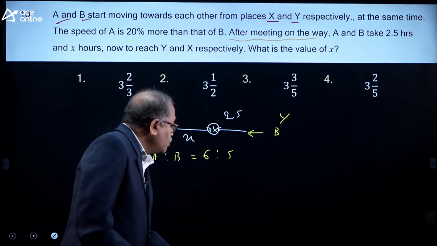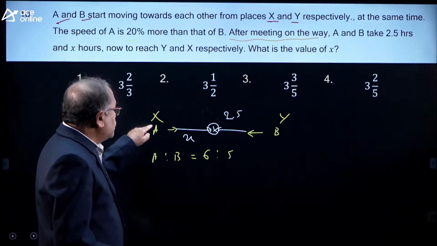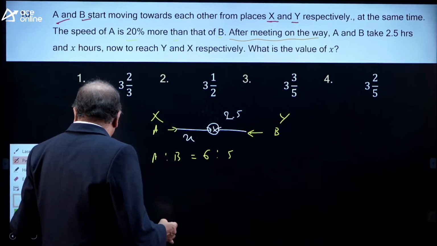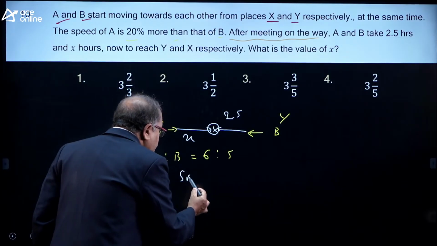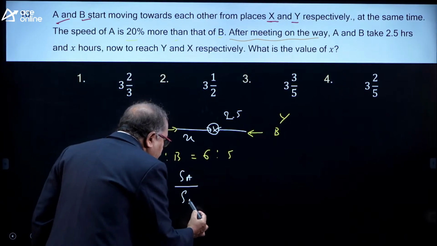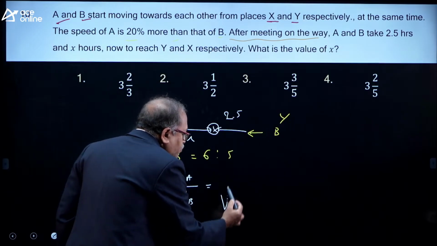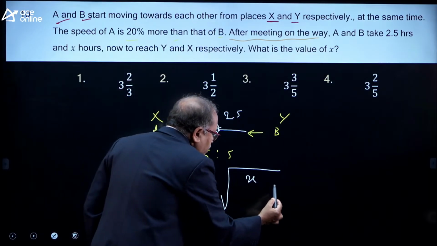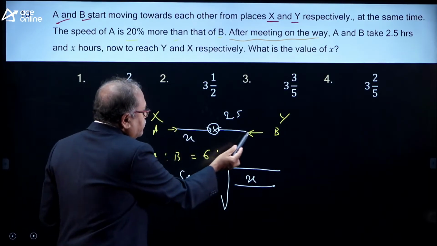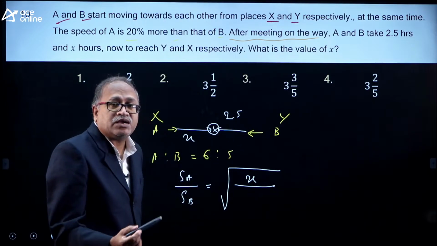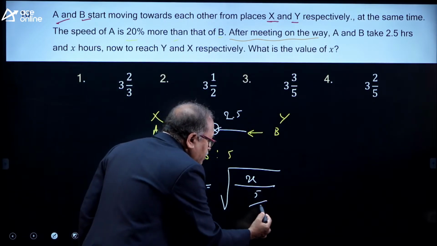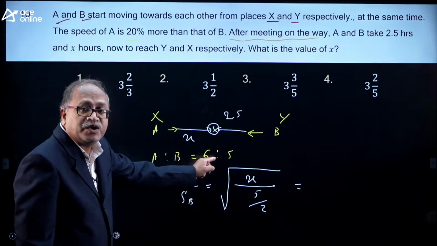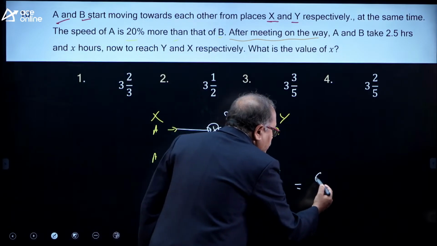My dear friend, look at this one. In questions like this, the ratio of speed of A to speed of B is already given to us. Speed of A by speed of B is equal to the square root of x by 2.5, for A I take x, for B I take 2.5, which is equal to 6 by 5.